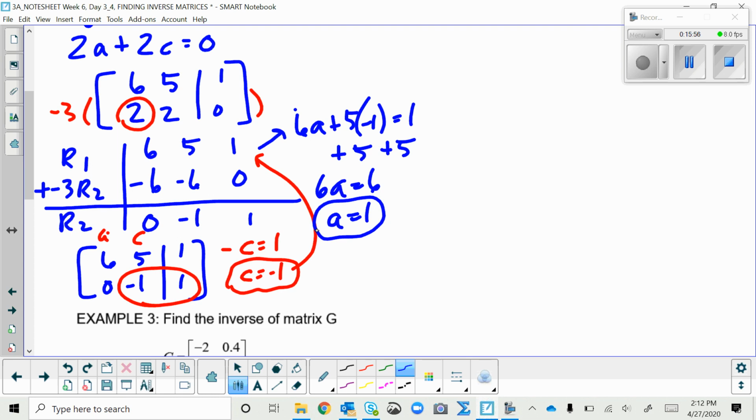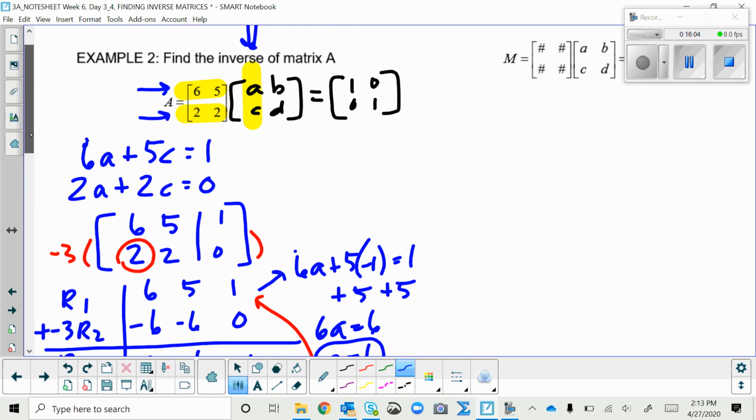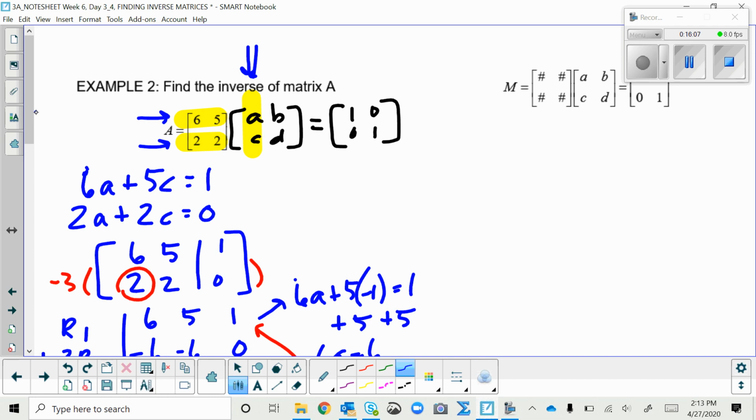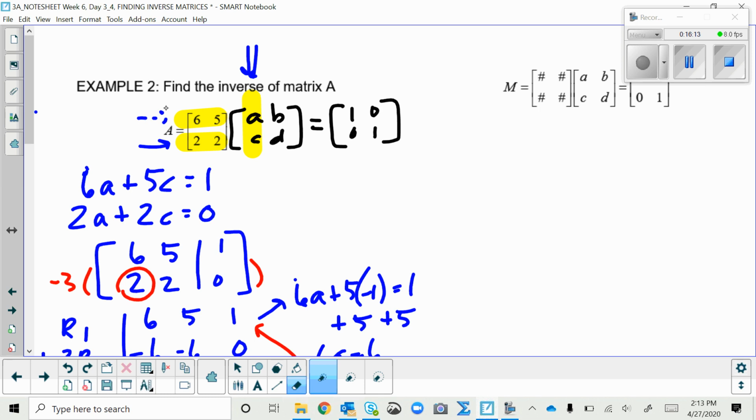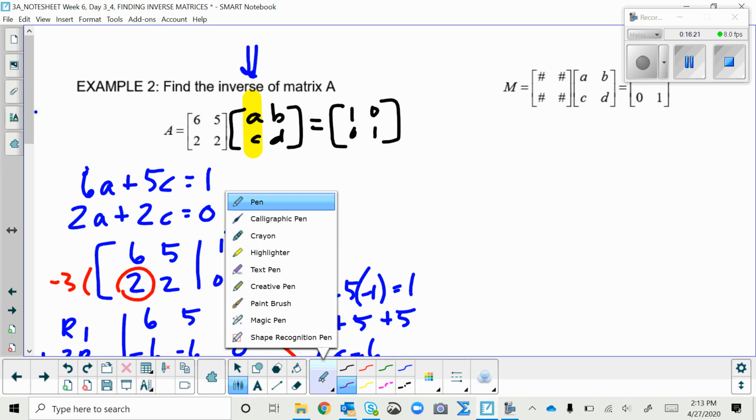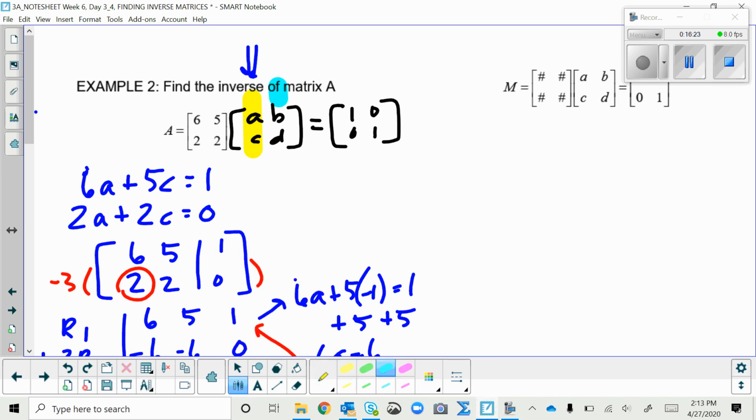So I have two values now. They're just going to hang out while we go to find B and D. So now I'm switching to, I've already finished with the first column on my variable matrix. Now I'm going to this column, and I'm going to multiply it by each of these rows, and they're going to equal these values. And this is how we're going to find B and D.